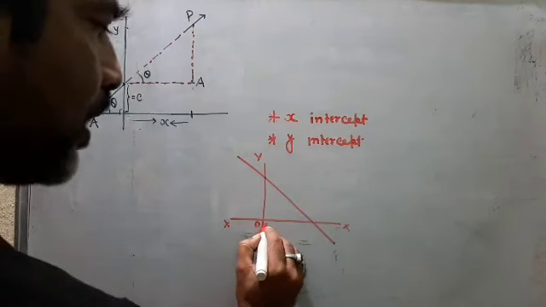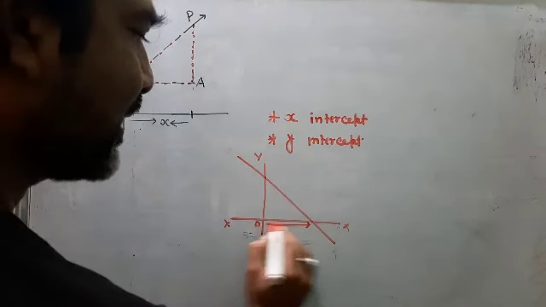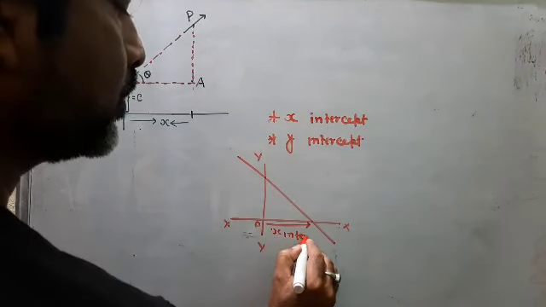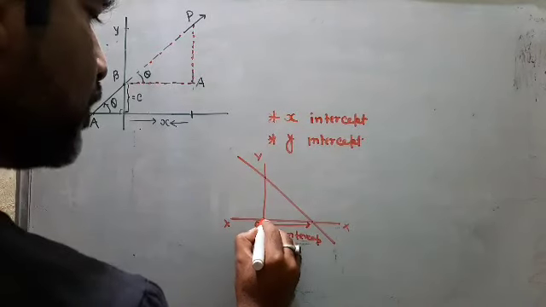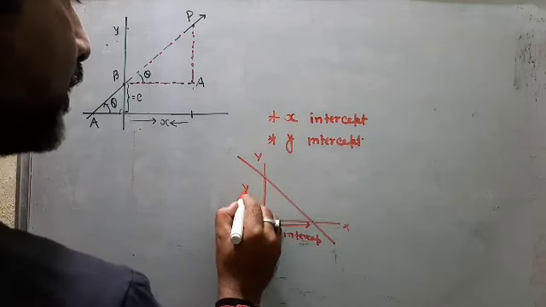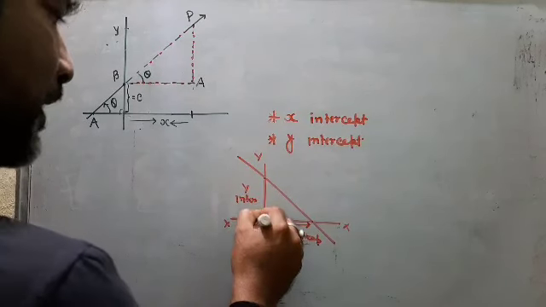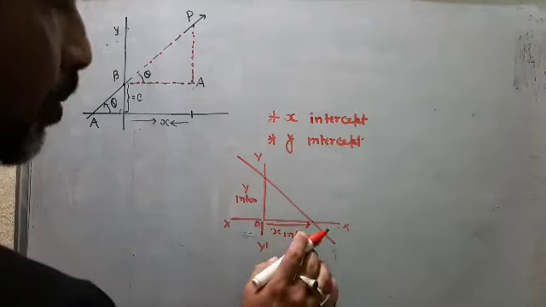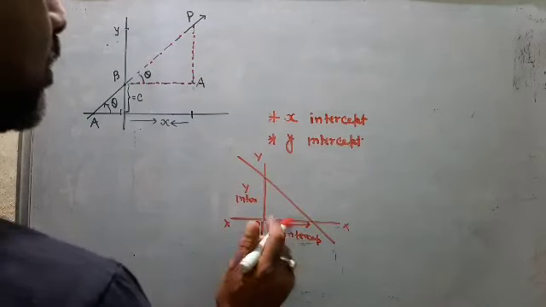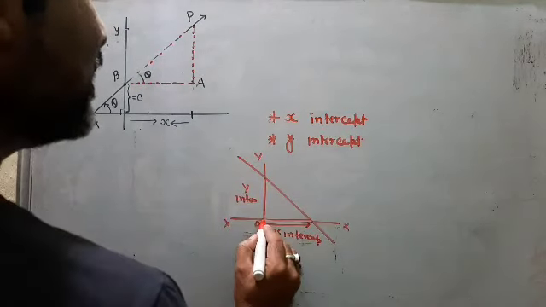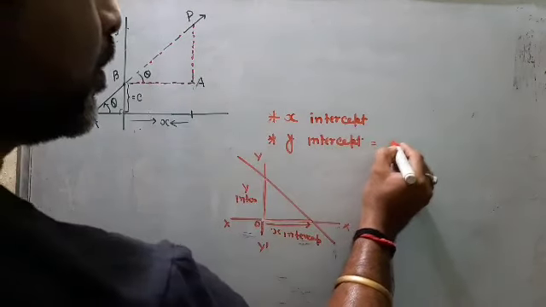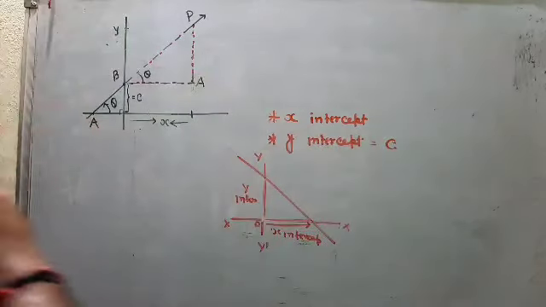The distance from the origin to the x axis is known as x-intercept, and the distance from the origin to the y axis is known as y-intercept. If it is downwards, that means negative, no problem. If it is on the negative x axis, no problem. X-intercept means towards x and y-intercept means towards y, like this. This y-intercept is known as C also, as we discussed.